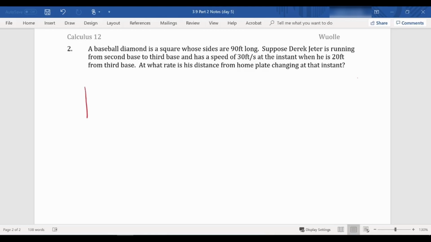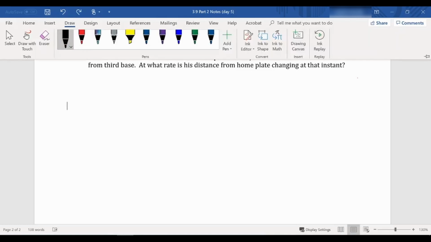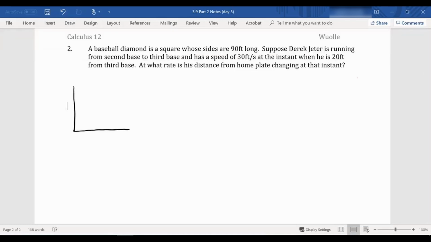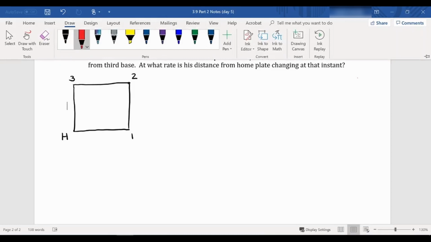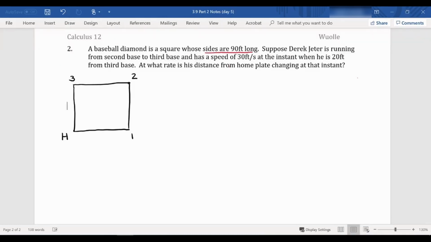Okay, so if I draw my picture, I'm going to draw it like a square just for ease of my diagram. Okay. So usually we have a home plate, and then going around counterclockwise, we have first, second, and third. Okay. And effectively, when you're on the field, you would stand at home and look out, and it would look like a diamond, but the corners would all be right angles. So it says it's a square whose sides are 90 feet long. And so suppose Derek Jeter is running from second base to third base. So he's running this direction here.